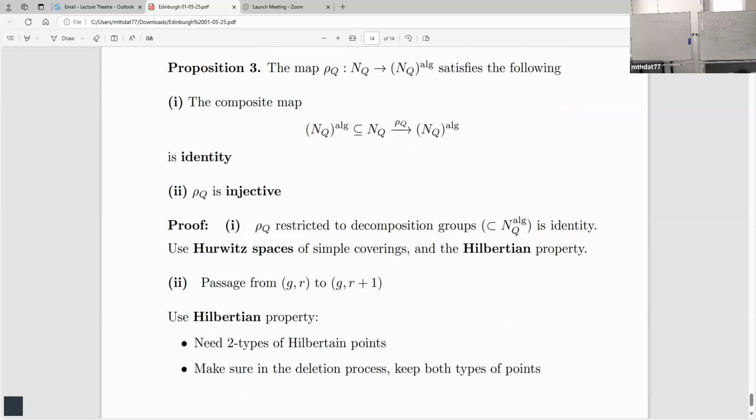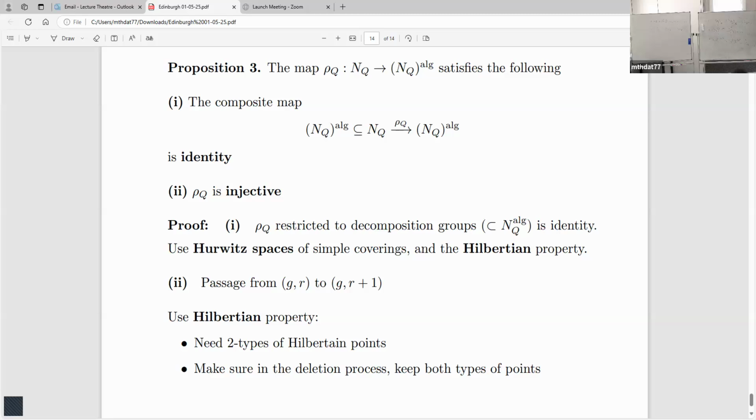So first, how to show that this is a section. This was briefly mentioned in the talk by Tsujimura. One knows that the restriction of this rho Q to the decomposition groups inside NQ algebraic is the identity. And this comes basically by construction from the case of a base which is a field or a single Hurwitz datum. But then this is generated by decomposition groups thanks to the Hilbertian property, right? So we use the Hilbertian property here.